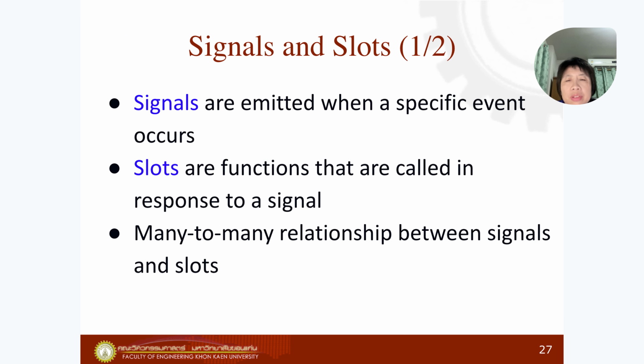So what are signals? Signals are emitted when a specific event occurs. Like if we click a button, then that's an event, and then signals are emitted or sent. And slots are functions that are called in response to a signal. Signals can be emitted to many slots, and one slot or function can handle many signals or many events.